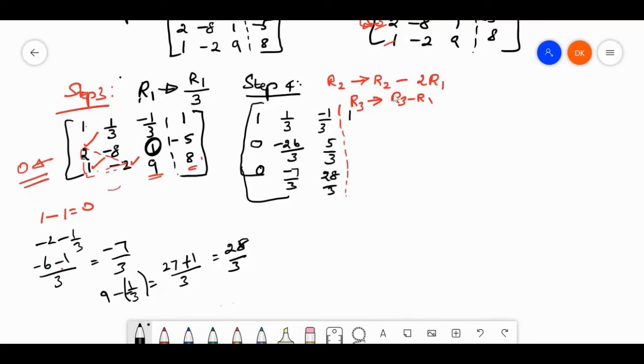In the second row, what operations we have done? R2 minus 2 R1. So that will come minus 7. So R2 minus 5 minus 2 into 1. So minus 7. And third row 8. 8 minus 1, 7. Okay. So now you have this matrix.